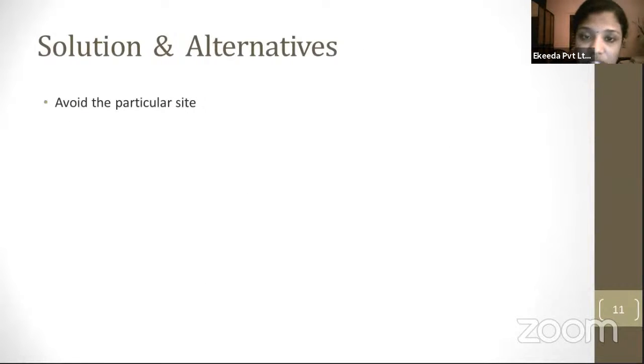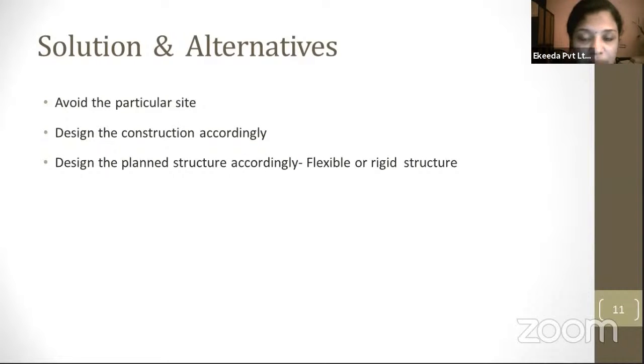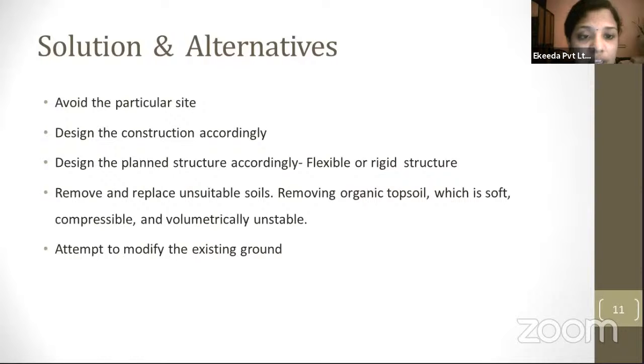And what are the solutions or alternative methods that we can adopt for problematic soil? The first is to avoid a particular site. If a particular site has problematic soil to a great extent, then it is better to avoid such a site for construction. Next is to design the construction accordingly. Based on the type of soil, we can modify the foundation so that it can withstand the load that is coming, and design the structure accordingly, depending on whether it is a flexible or rigid structure.